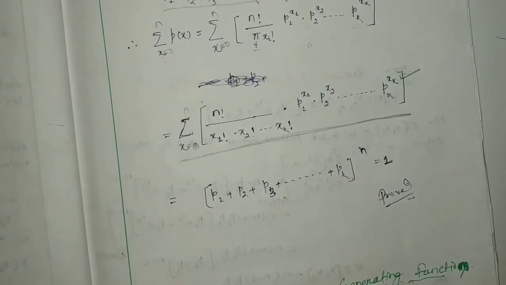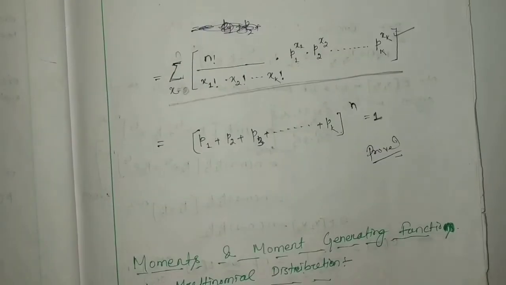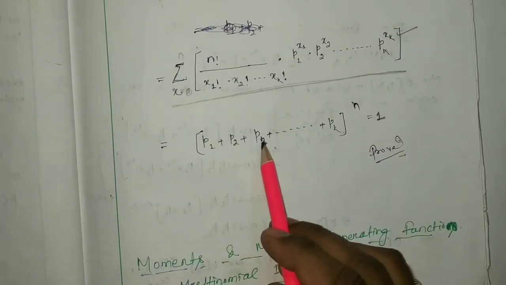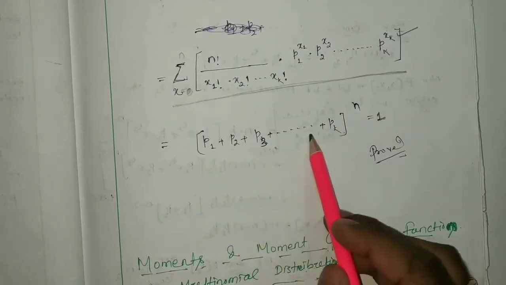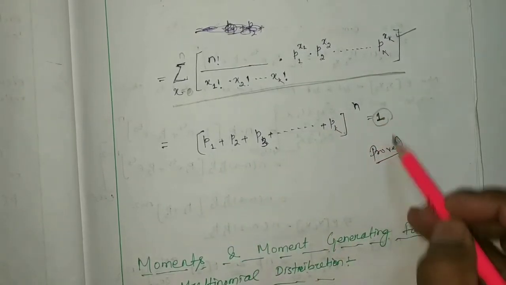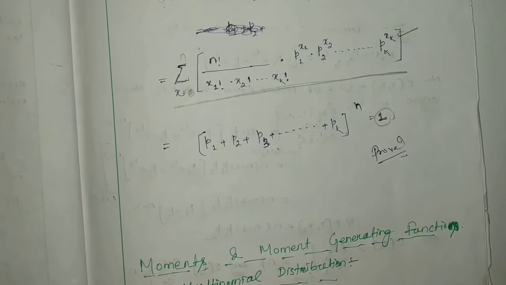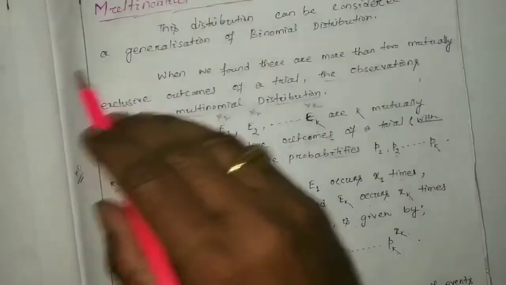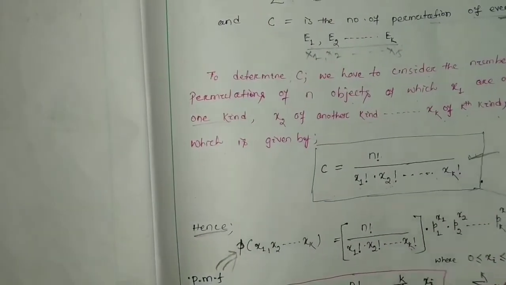And we know that in case of the binomial or multinomial distribution, p1 plus p2 plus p3 up to pk, the value is 1. So 1 to the power n is 1. So hence it has been proved that the PMF we derived for the multinomial distribution is true. Okay, so thank you so much for watching this video.